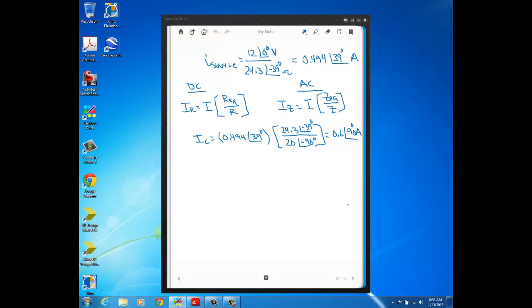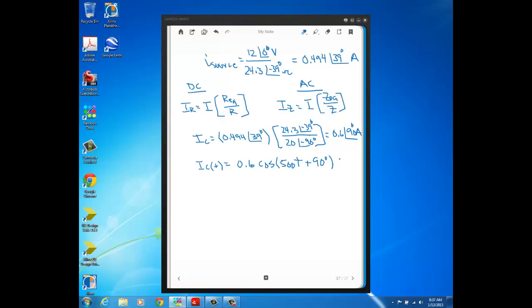Now, this is the answer for the capacitor current in phasor form. Once you have an answer in phasor form, you can then go to a function of time by just putting in the source frequency. So we could write now, as a function of time, the capacitor current as 0.6 cosine 500t, because that's our omega, plus 90 degrees.